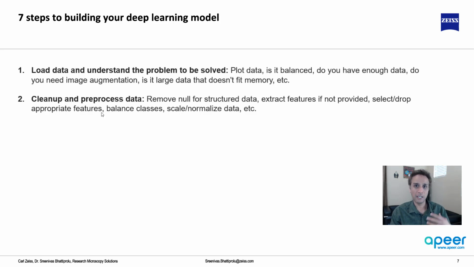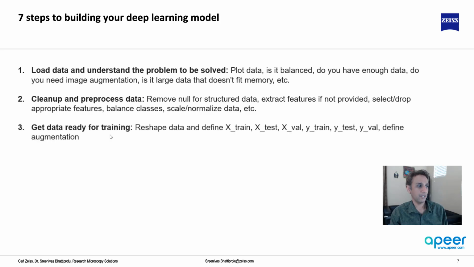We talked about this. I mean, area and perimeter, they're kind of dependent. We don't need that. And if patient ID is associated with certain images, you don't need patient ID, right? So you need to drop that because that has nothing to do with the model itself. And do you need to balance the classes? Do you need to scale? So all of this comes into pre-processing.